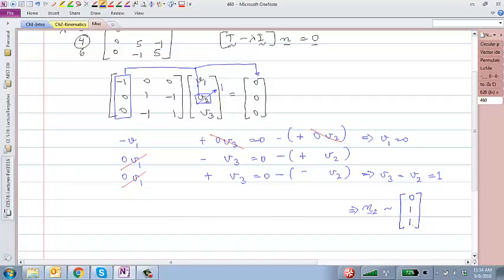But usually what we also want is to express our eigenvectors as unit vectors. This is not a unit vector. So if we just divide it by its magnitude, it becomes a unit vector. And that's why I added the 1 over square root 2.